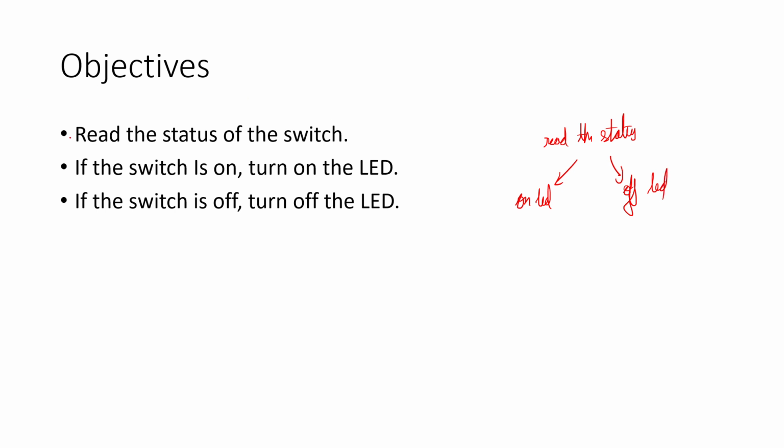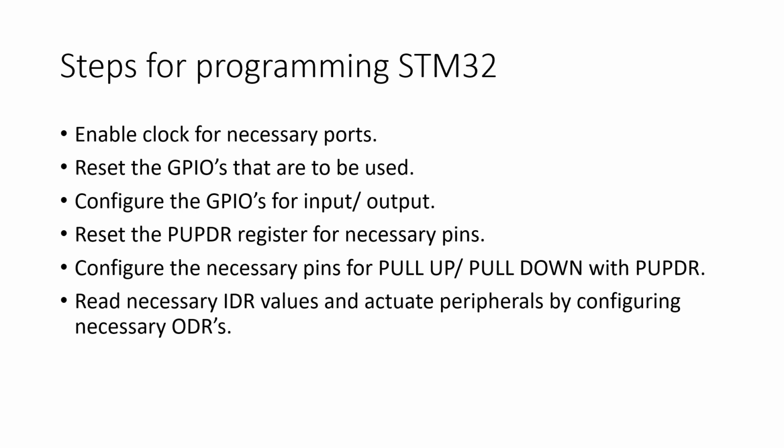So the objectives are the same way. Read the status of the switch. If the switch is on, turn on the LED. If the switch is off, turn off the LED. So these will be the objectives for programming our target device today. And coming to the next section, steps of programming for STM32.